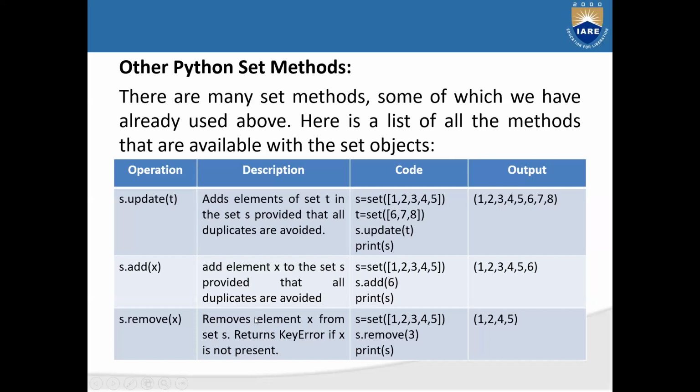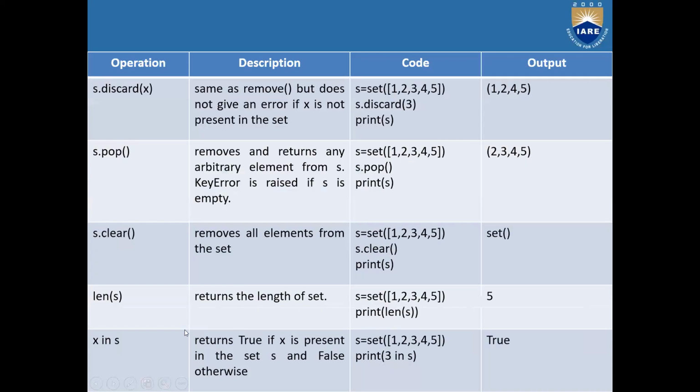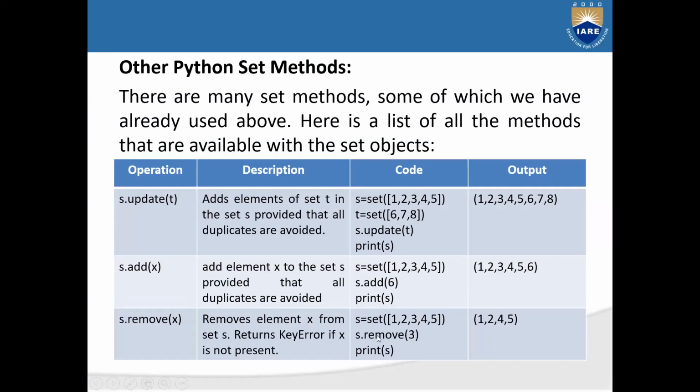Next, we have remove and discard, Nana. Two operations are there. Remove and discard both perform the same operation. That is, they remove a particular element which we have indicated from the set. But where the difference occurs is, with remove, if the element which we are giving to remove from the set is not present in the set, then it will return a key error.